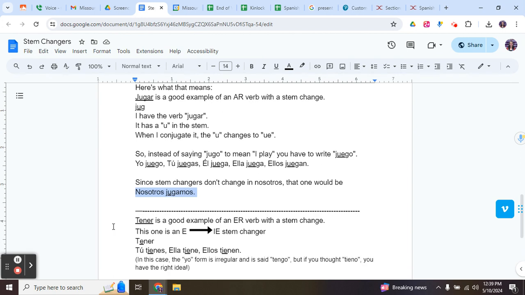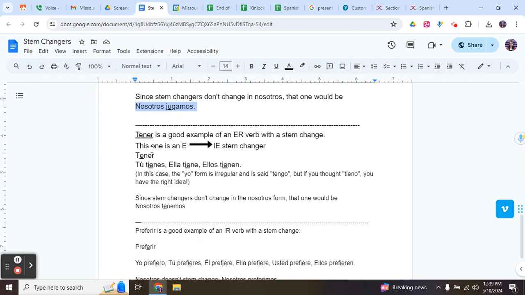Okay? Now here's an example of an ER verb. Tener is an ER verb, and it's an E to IE stem changer. Now, you can't just look at a verb and know if it has a stem change. Somebody would have to tell you as you're learning the language, hey, this is a stem changer. There's no way to know just by looking at them. But let's practice this one.